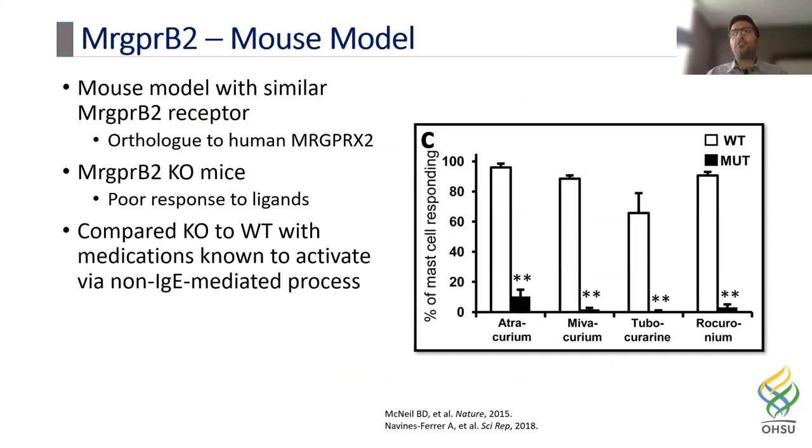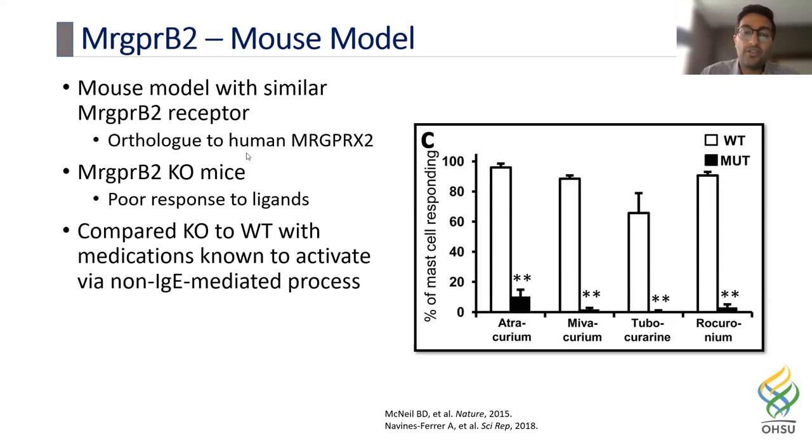This was really when it was first described in a clinical setting. This was back in 2015 by McNeil, and this was published in Nature. What they did is they created a mouse model with this MRGPRB2 receptor, which is an orthologue to the human MRGPRX2. Then they created knockout mice and regular wild type mice. What they wanted to show was that if we activate these receptors through medications that we typically use, are we going to see a difference in mast cell degranulation? And they were using super therapeutic doses, very high doses, much more than we would use in clinical practice.